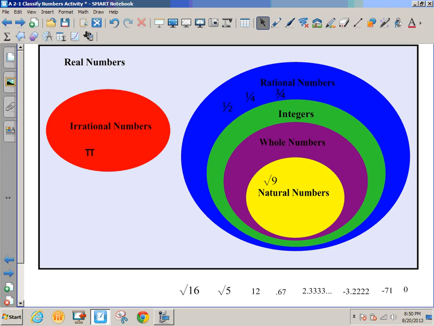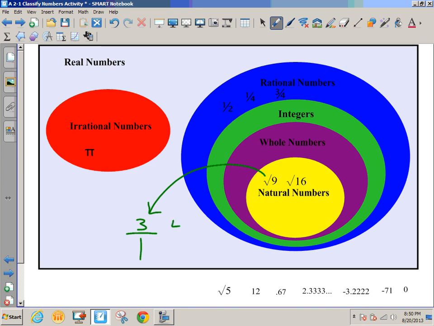The square root of 16 would be exactly the same. The square root of 16 is 4. That's rational. It can be written as a fraction. If you're thinking, how can it be written as a fraction? Well, any number can be written as a fraction. The square root of 9 is really 3. If I put it over 1, it's still a fraction. It's just writing it as a fraction, but we haven't changed the value.